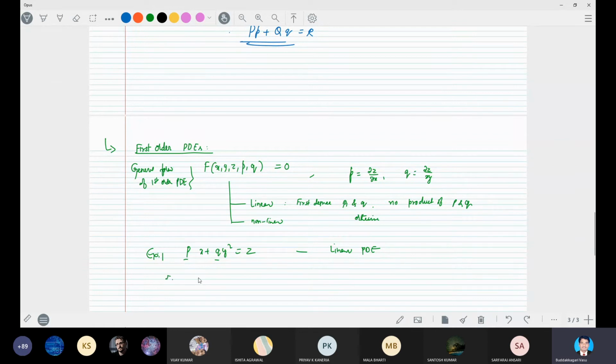And another example we can write here. Say P square plus Q square is equal to 1. Tell me, is it linear or non-linear? Non-linear. This is a non-linear PDE.